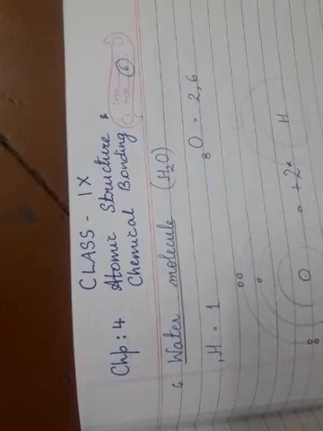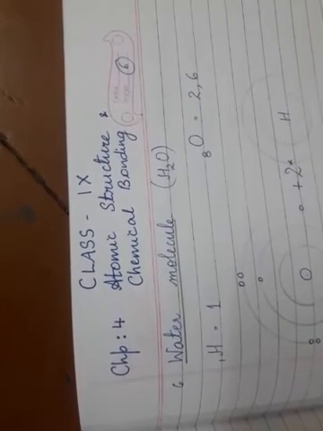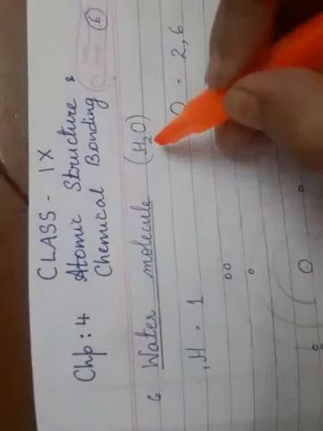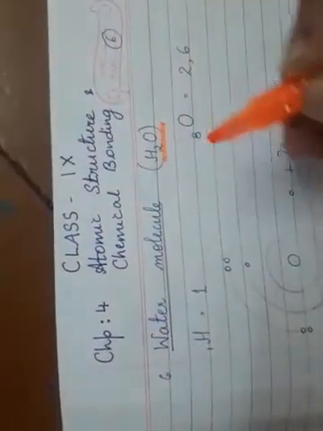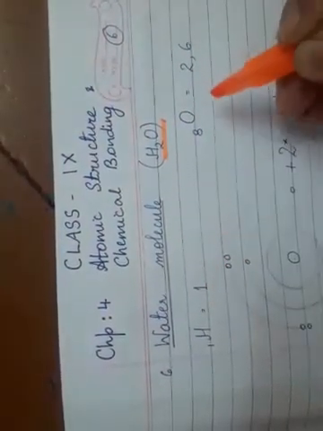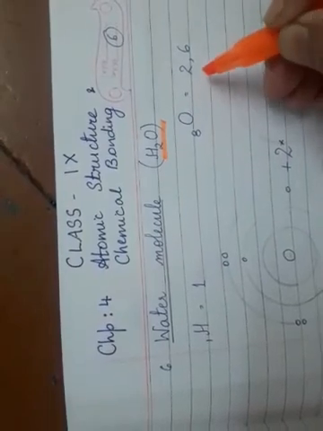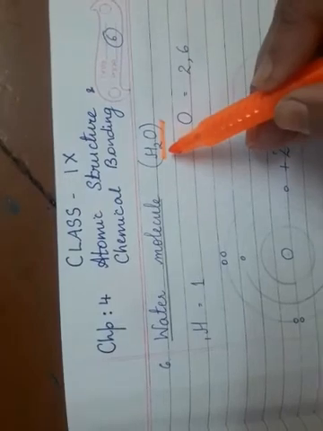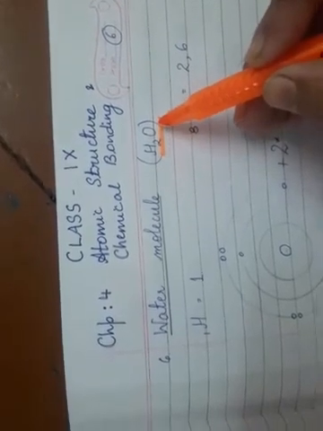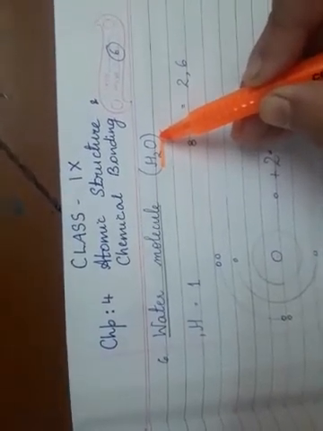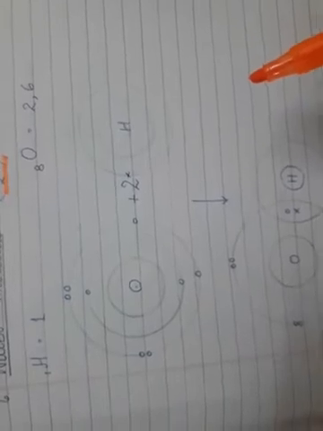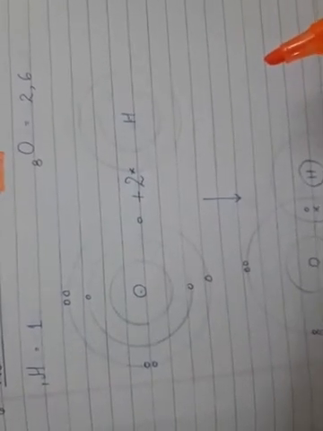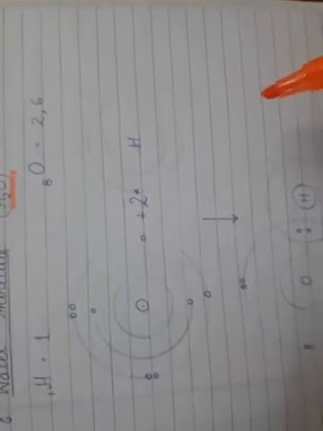Next, water molecule H2O. Hydrogen has 1 electron, and oxygen's electronic configuration is 2, 6. So in this you have 2 atoms of hydrogen and 1 atom of oxygen. Again I will remind you, when you have 2 different atoms, make the electrons of one atom with dots, the other with crosses.